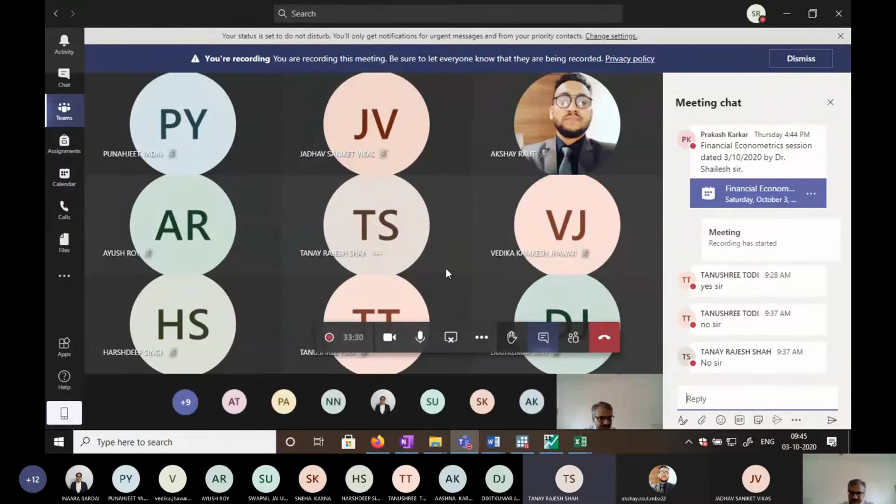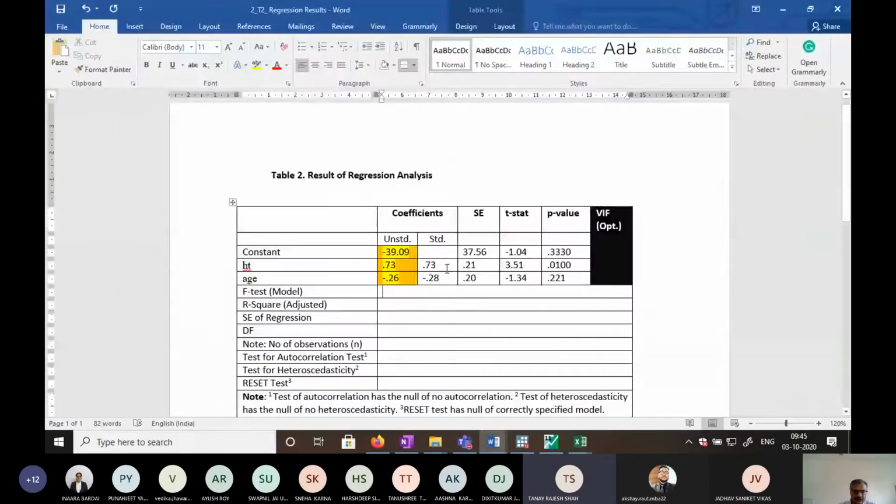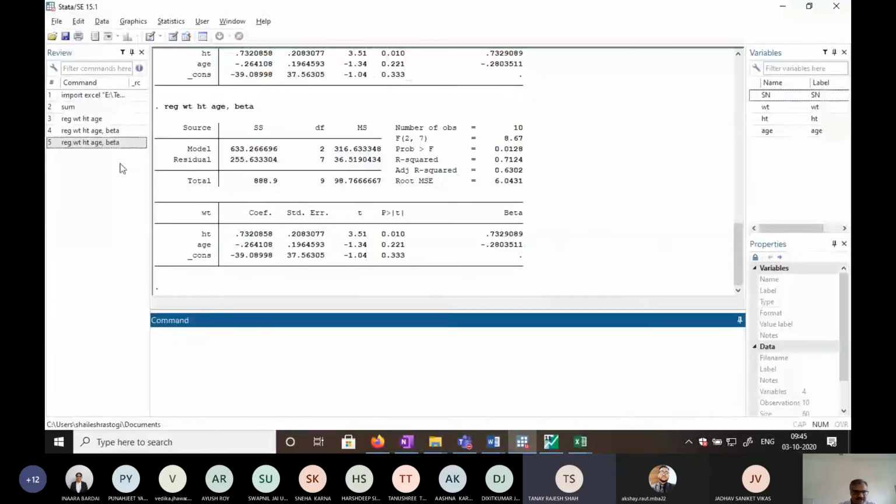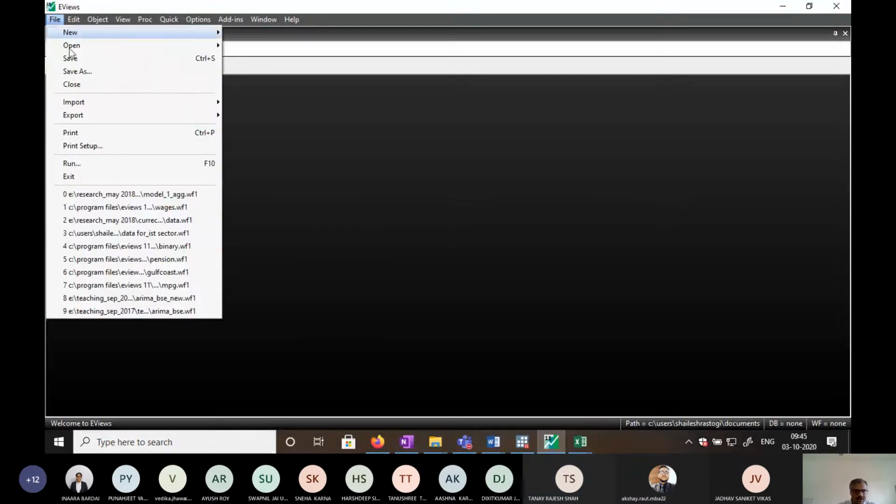Sir, could you just show us the formula once again? The formula is nothing but the normal command. I put one comma and I'm writing beta. Okay, sir. Yeah. Enter. I've got the same thing. I'll show you in regression in EViews also.